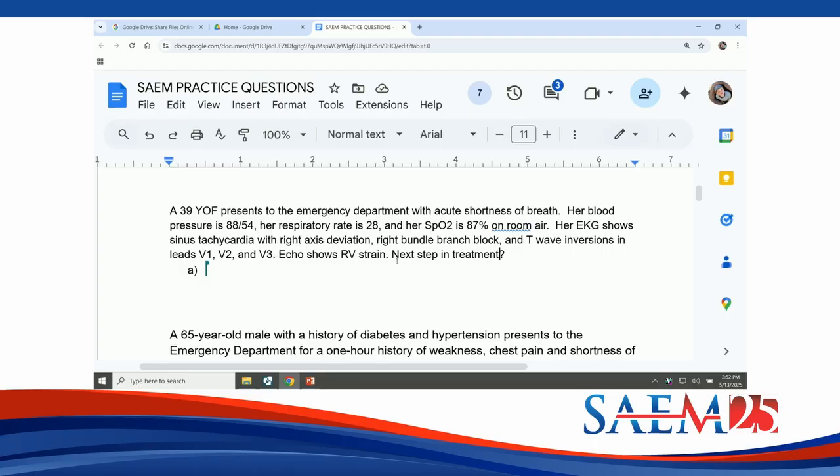So, quick show of hands, how many people think their students would have trouble getting to PE from this level of information? I think my top students would be there. I think my lower students would maybe struggle a little bit. I think my average students, I don't know, they would probably get this. Once you throw in that RV strain, it's more clear.